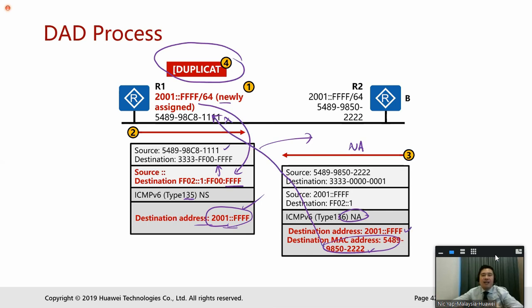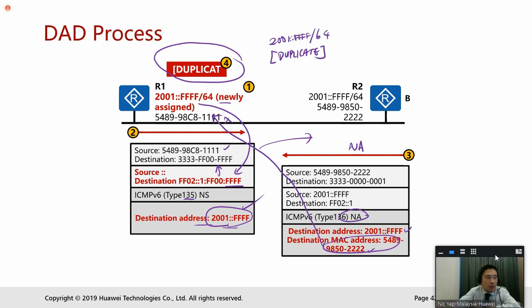It will stay as a tentative address. You need to manually assign a new address. They will give you a keyword, called duplicate. They will say that it's a duplicate. Then you have a duplicate next to your address. Okay, 2001:FFFF 64. So right now you have a duplicate address.